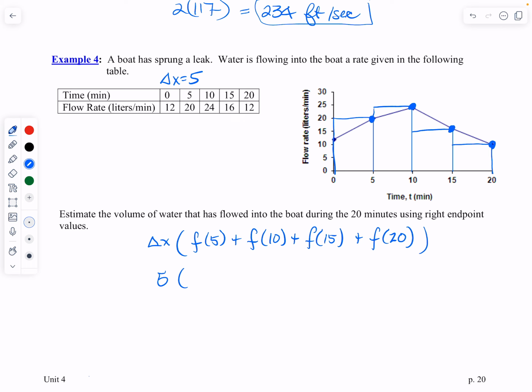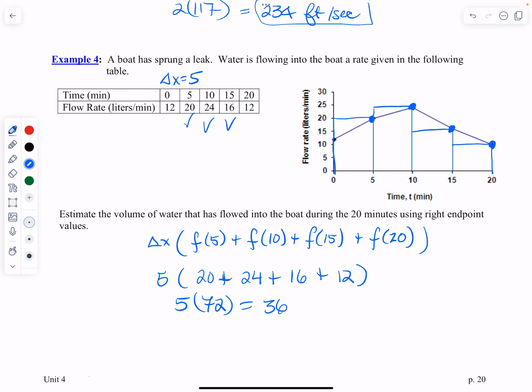And the function at 5, I'm going to look up at the chart. It says it's 20. Plus the function at 10 is 24. Plus the function at 15 is 16. The function at 20 is 12. So again, I'm going to add 20 plus 24 plus 16 plus 12. So I'm adding whatever's inside the parentheses first. And I got 72. And I'm going to multiply that by 5. So I get 360. And the rate is liters per minute.